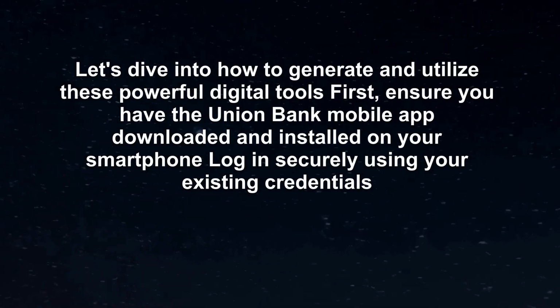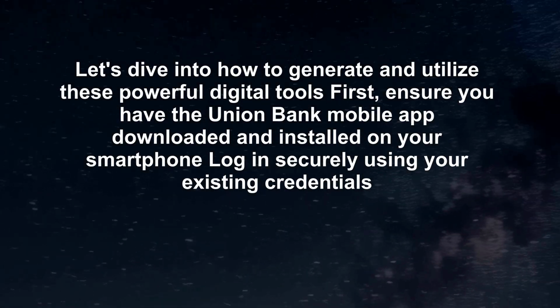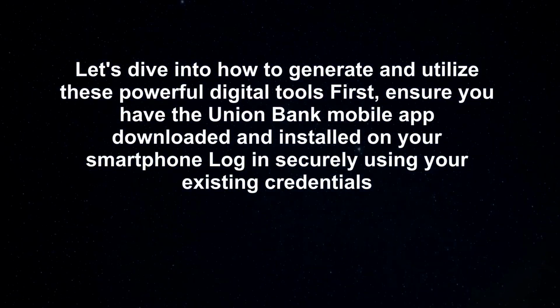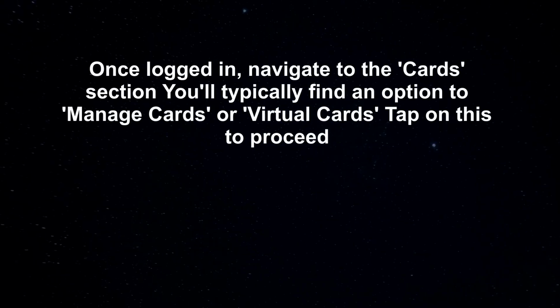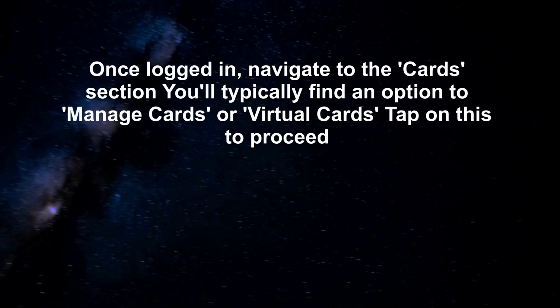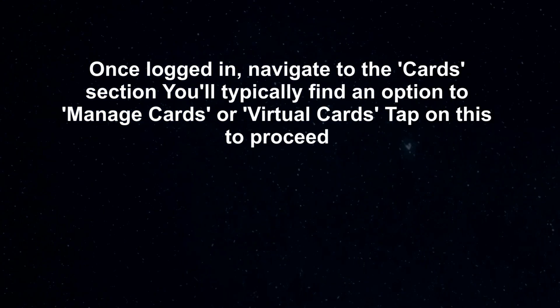Ensure you have the Union Bank mobile app downloaded and installed on your smartphone. Log in securely using your existing credentials. Once logged in, navigate to the Cards section. You'll typically find an option to manage cards or virtual cards. Tap on this to proceed.